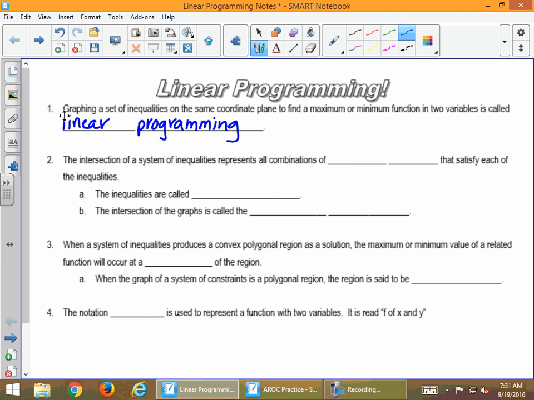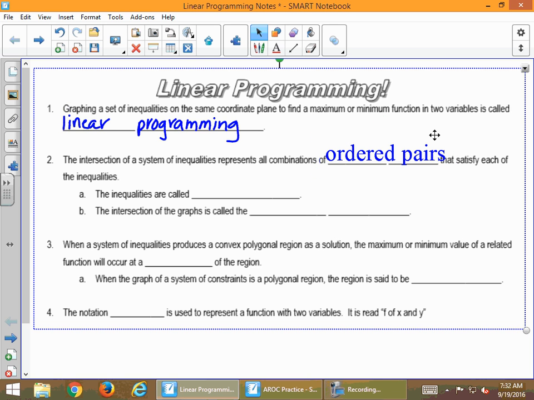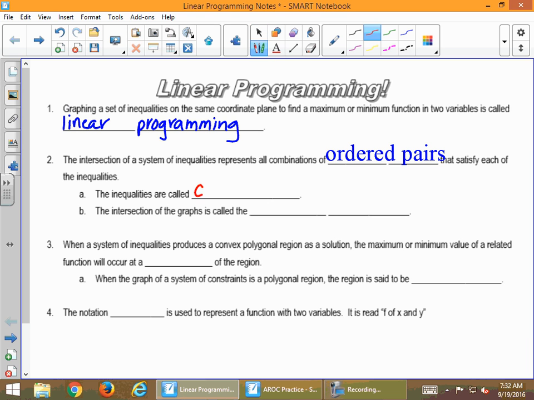Okay? The intersection of a system of inequalities represents all combinations of ordered pairs that satisfy each of the inequalities. The inequalities are called constraints. And the intersection of the graphs is called the feasible region.